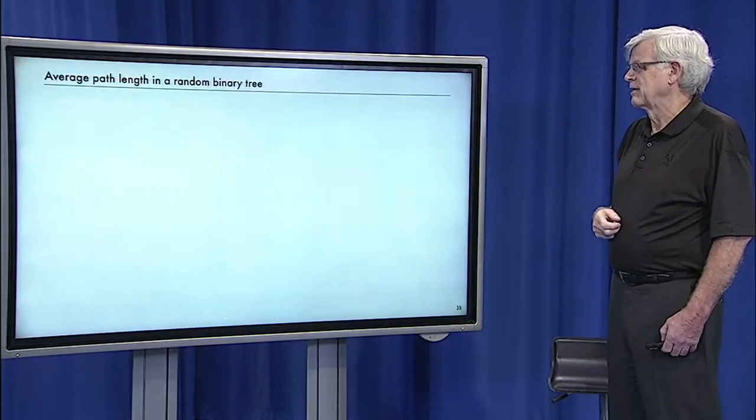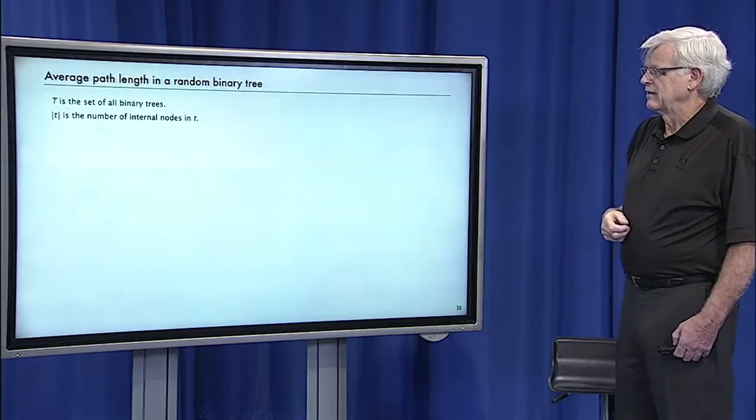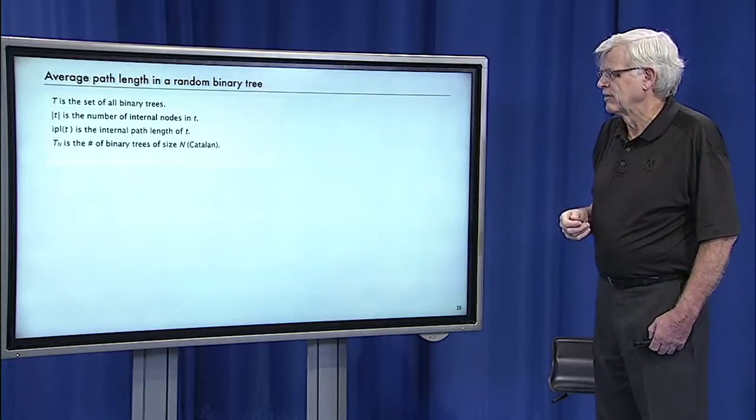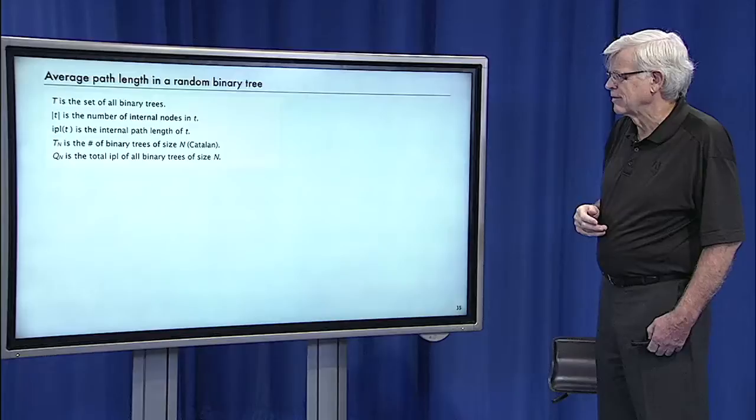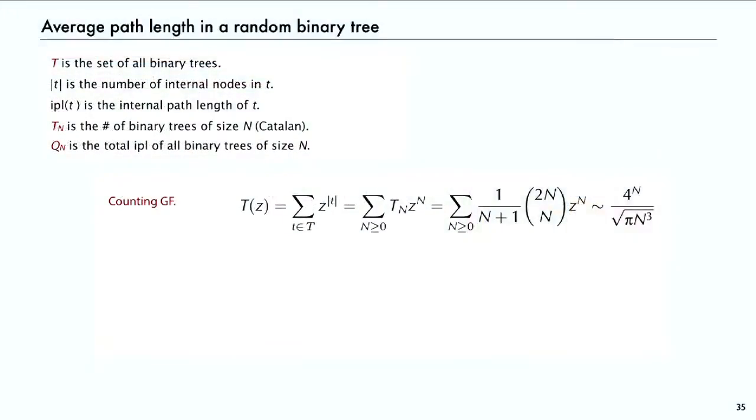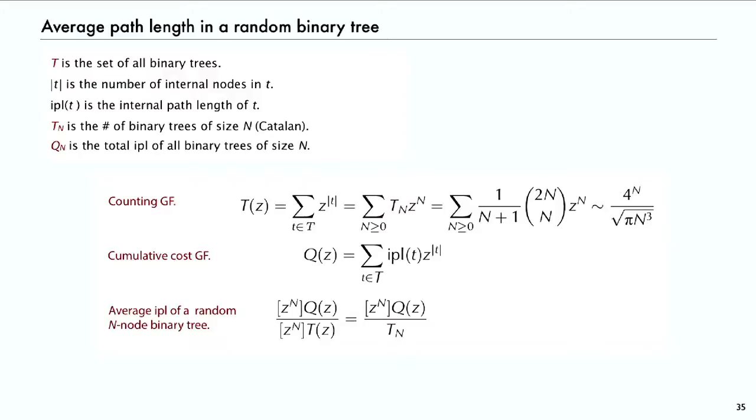Expected path length of a random binary tree. Here's the analytic combinatorics derivation of this, and these are all things we've defined so far. The counting GF is just the Catalans. And so that's all the information we know about the Catalan numbers. The cumulative cost generating function is the sum over all trees, internal path length times z to the tree size. That's also equal to the sum on n, sum on k of the number of trees with path length k, and so forth. But from now on, we're just going to go with cumulative counting.